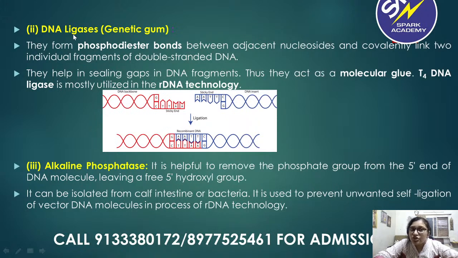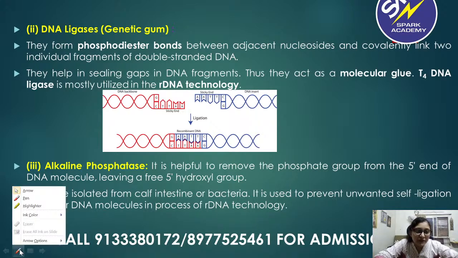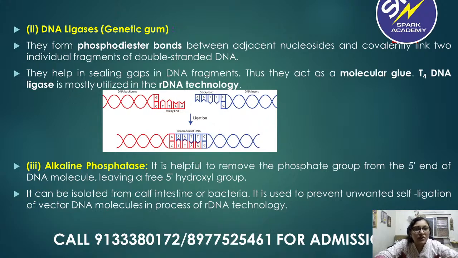Now next, it is genetic glue or molecular gluing technique. First, molecular scissors, that was a restriction endonuclease. Now it's ligase. So ligase will perform gluing activities. It is ligating two strands. Then alkaline phosphatase, it helps to remove phosphate group from the end. Whatever phosphate group remains at the 5' end, it will remove it, leaving a free 5' hydroxyl group. It can be isolated from calf intestine or bacteria.